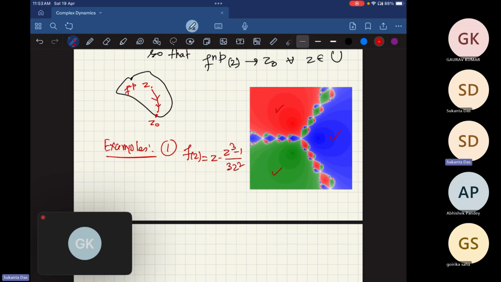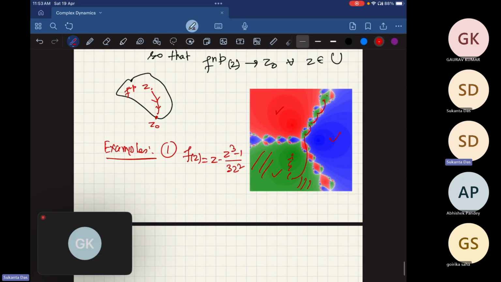These are attracting domains. Even if you take a point here, it comes here, here, here, and then after certain iterations, it converges to this point. But be careful when I'm talking about just a component. This is the component, and you can consider this to be a pre-image of this component.